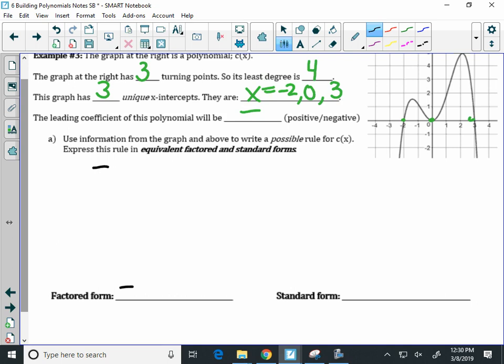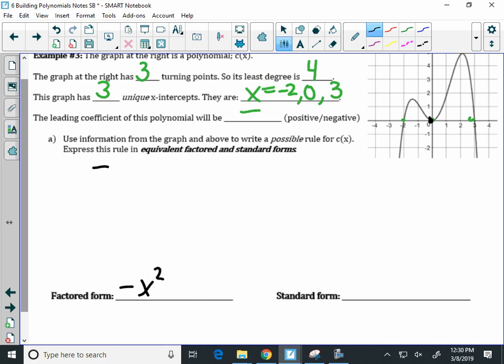Now, what roots? We have -2, 0, and 3. I like to put the factor for 0 first. You don't have to, but I think it's the easiest for when you multiply. What's the multiplicity of the root at 0? 2. So when I put my factor, which is going to be what? What's the factor for 0? Just x. I have to make it have a multiplicity of 2.